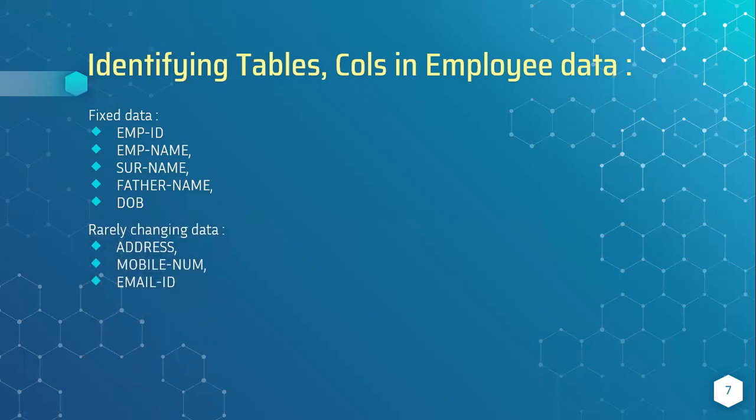if you take an example of house address, do we change house address on a regular schedule every quarter or every month? No. Once in a few years, whenever we really need only, we will shift our house. Similarly, mobile number or SIM number. We don't change SIM number every quarter or every month. So these are called rarely changing data.